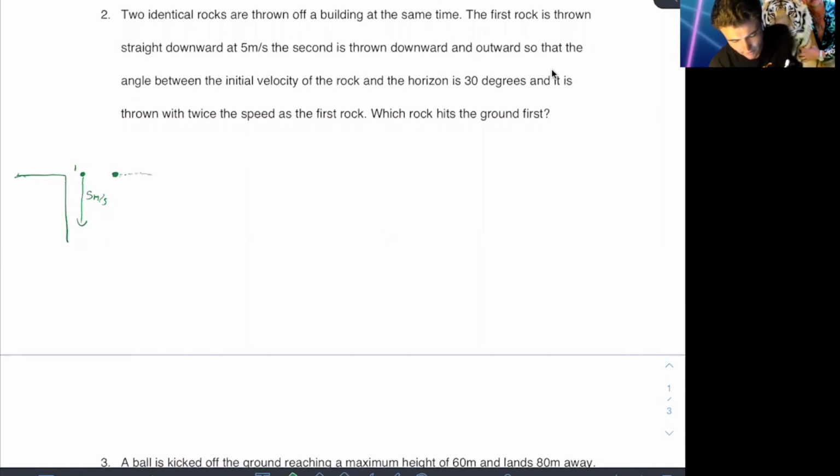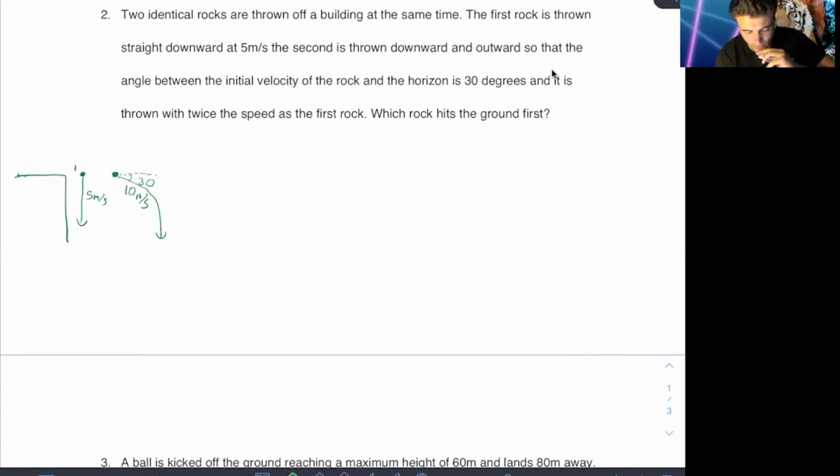So this is the horizon, right? 30 degrees, it's thrown essentially just like that, okay? At 10 meters per second. Okay, so that's the projectile sort of direction. Okay, so we want to see which rock hits the ground first. Okay, cool.